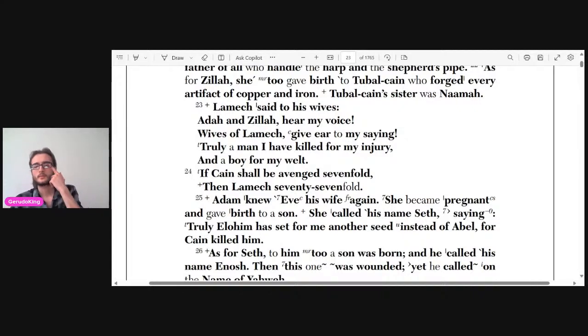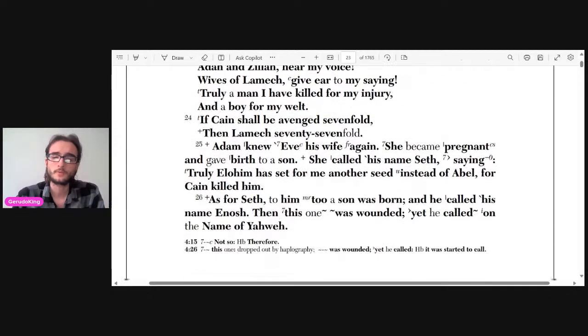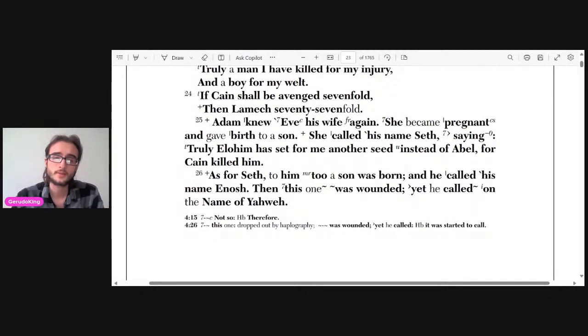Adam knew Eve, his wife, again. She became pregnant and gave birth to a son. She called his name Seth, saying, "Truly Elohim has sent for me another seed instead of Abel, for Cain killed him." As for Seth, to him too a son was born, and he called his name Enosh. Then this one was wounded, yet he called on the name of Yahweh.